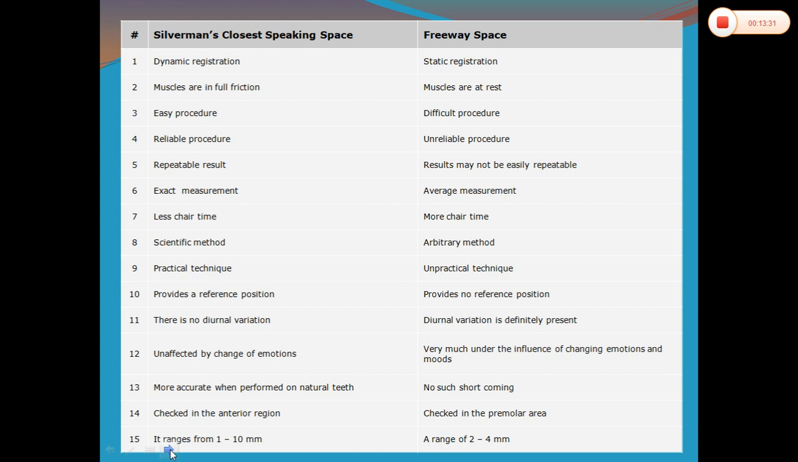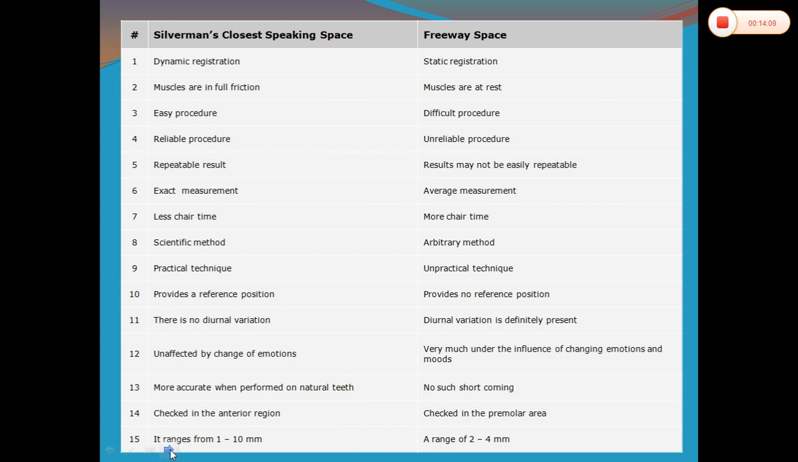Here the dynamic registration, here the static registration. Muscles are in function; muscles are at rest. Easy procedure, difficult procedure; reliable procedure, unreliable procedure; repeatable result, results may not be easily repeatable. Exact measurements in the case of closest speaking space, average measurement in the case of freeway space. Less chair time, more chair time in the case of freeway space. Practical technique, impractical technique; provides a reference position, provides no reference position.